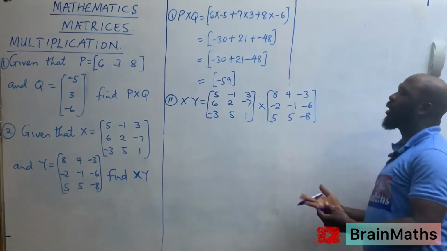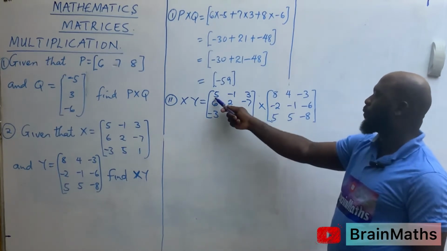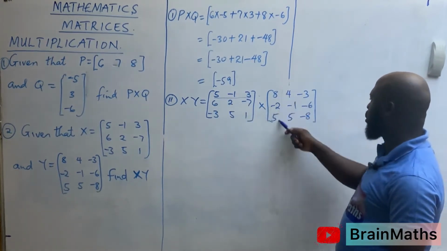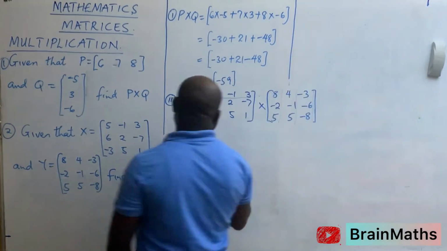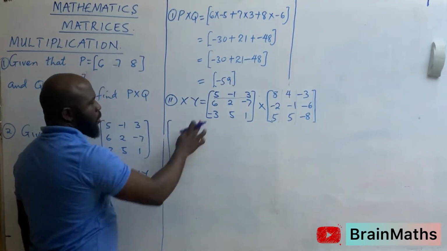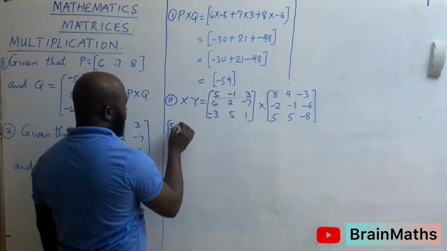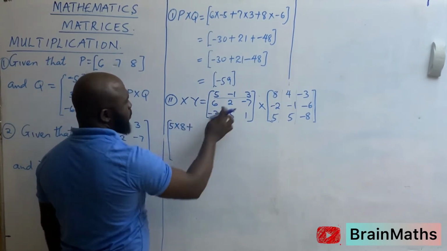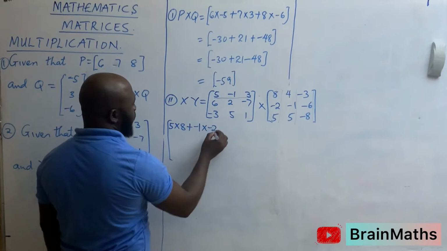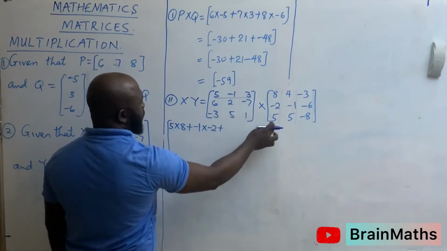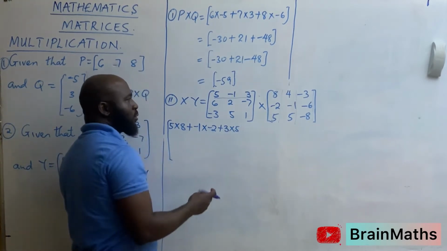So mind you, in order to have a good multiplication and a very neat one, you have to start with the first row multiplying column 1, column 2, and column 3 at the same time. So let's start. The first row is multiplying the first column. 5 times 8 plus minus 1 times minus 2 plus 3 times 5. In this multiplication, we have to be very careful.